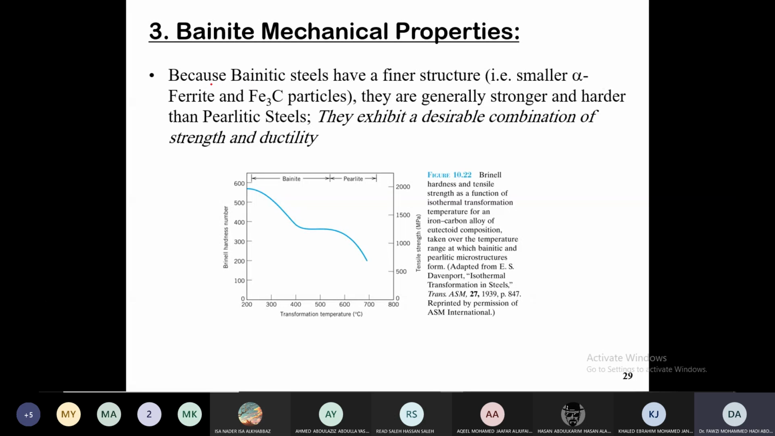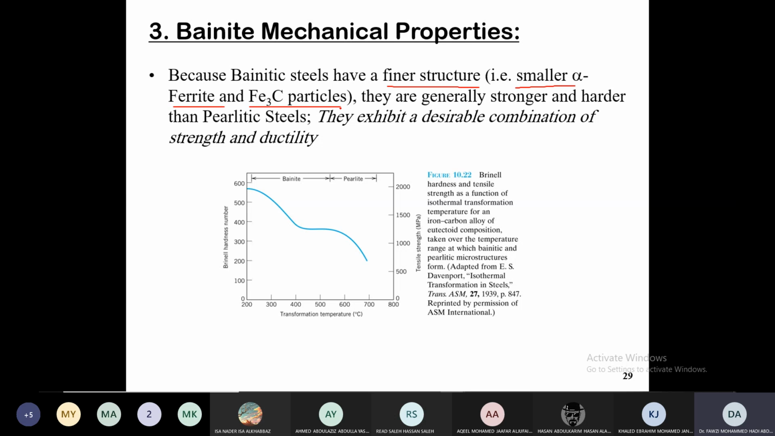Bainite mechanical properties, because the bainitic structure, we said, is very, very fine, much finer than the pearlitic structures, and obviously than the spheroidite structure. We have smaller alpha ferrite and cementite particles or rods there, because we said the bainite consists of strips of ferrite and needles of the cementite phase, and they are very finely dispersed in the material.